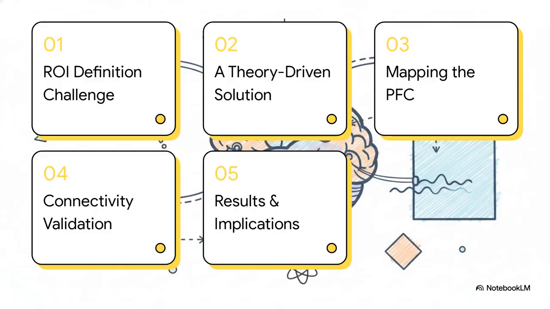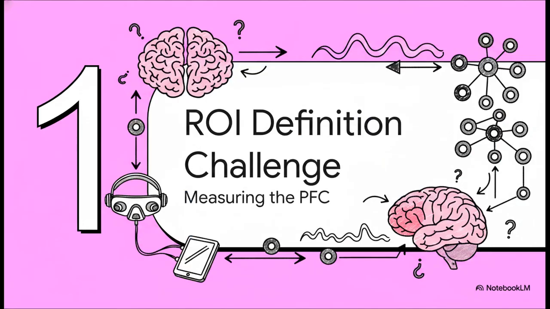Okay, let's dive right into this. Here is our roadmap for today. We're going to cover: 1. The ROI definition challenge. 2. A theory-driven solution. 3. Mapping the prefrontal cortex. 4. Functional connectivity validation. And finally, 5. The results and practical implications. Starting things off with Section 1, the ROI definition challenge.